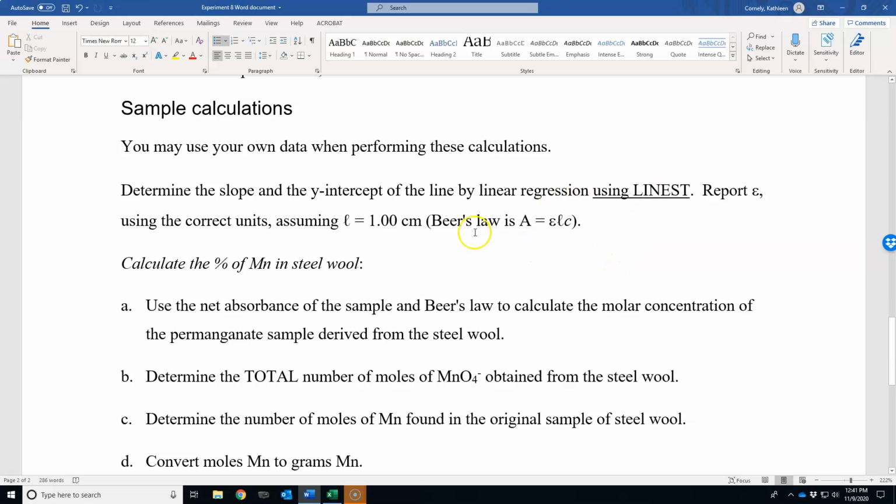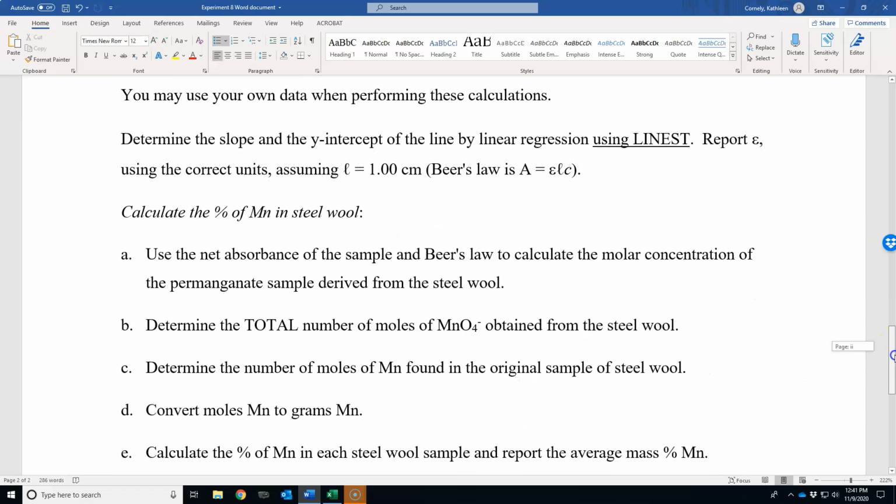Remember, Beer's law is absorbance equals epsilon times L times C. That means that the slope incorporates both epsilon and L. So we need a correct calculation of epsilon using the slope, which has units, and the path length, which also has units.